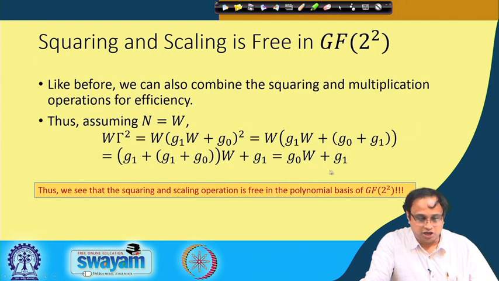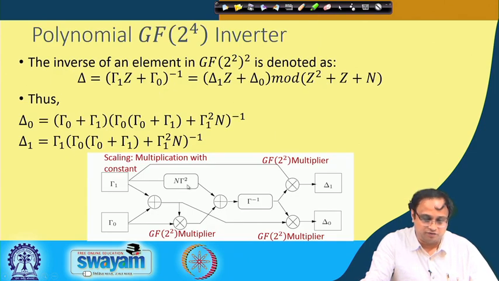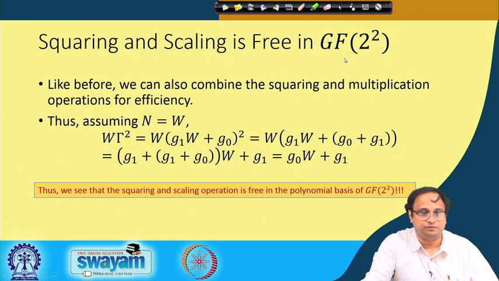Now when you are doing a squaring and scaling, let us try to understand the importance of this circuit: why we are doing squaring and then scaling, why we are trying to combine these two circuits. It turns out that in GF2 power of 2 this operation is free. For example, suppose n equal to W and I am doing W into tau square.